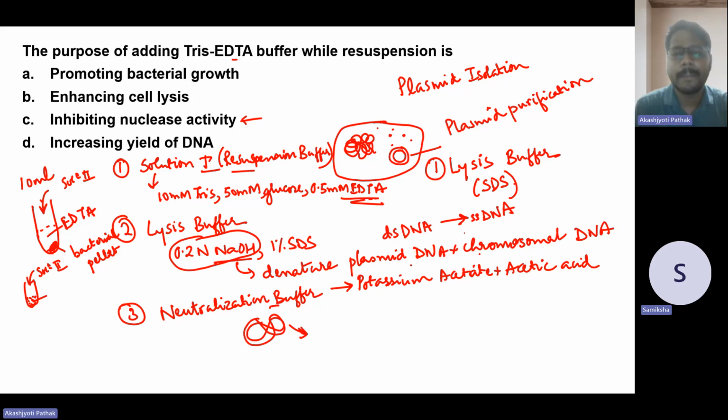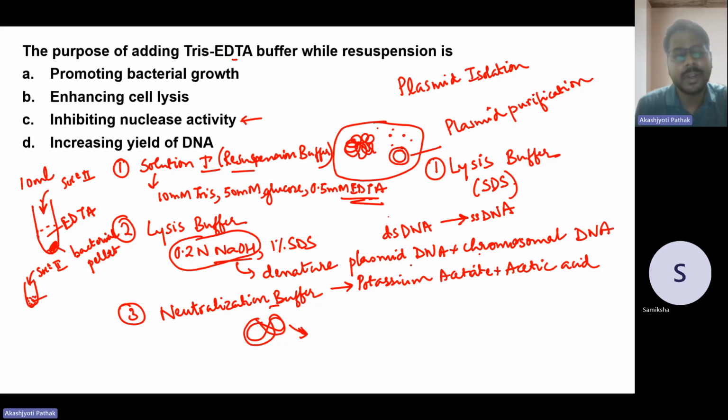What is the need of inhibiting nuclease activity? While we are adding the second buffer, the plasmid and chromosomal DNA both get denatured. They are getting denatured, but they are not getting degraded. Denatured means the DNA is getting converted from double-stranded to single-stranded.